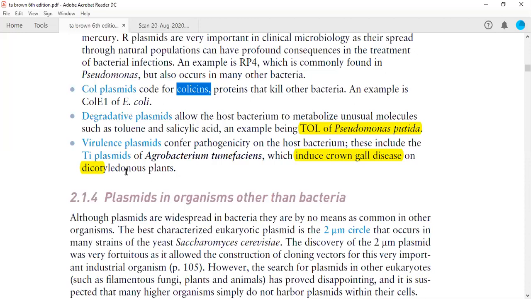So certain monocots, for example, wheat, rice, are not infected by this Agrobacterium tumefaciens. Only those plants which are dicots are infected. So you need to know certain names because this question has been asked in previous years. The right answer is dicots, because only in dicots it will lead to the infection. It will not infect the monocot at all.